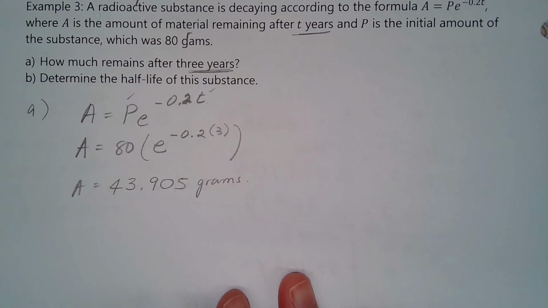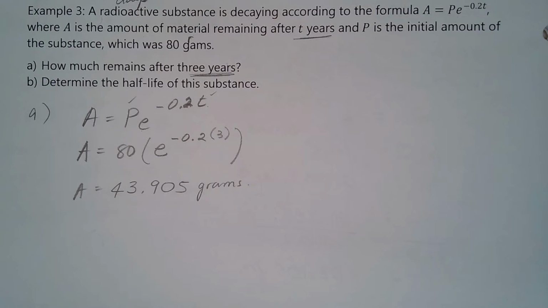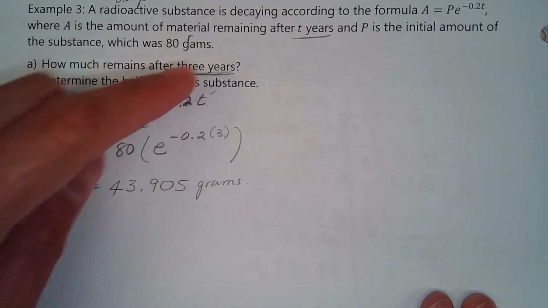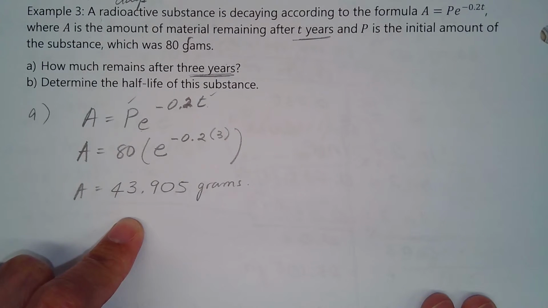And now, this is exponential decay, so you want to make sure that the value gets lower and lower each time. And it did, right? Because it started off with 80. After 3 years, now it's 43 that remains. Okay?